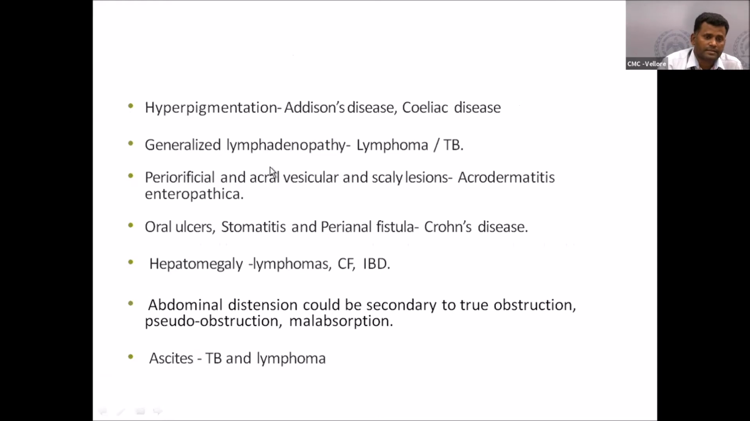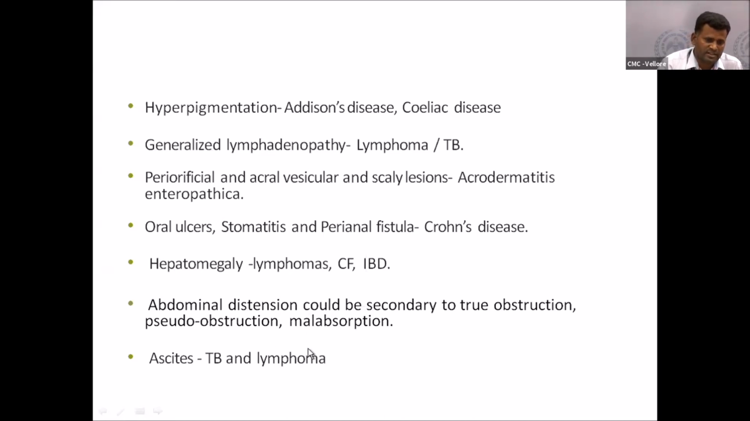And generalized lymphadenopathy can give rise to a suspicion of lymphoma or tuberculosis. And also the scaly lesions around the mouth and around the anal region, we should think of acrodermatitis enteropathica. And with oral ulcers, stomatitis and fistulas, then we should think of Crohn's disease. And hepatomegaly, again lymphomas, cystic fibrosis, IBD. And abdominal distension could be secondary to true obstruction or pseudo-obstruction or malabsorption.